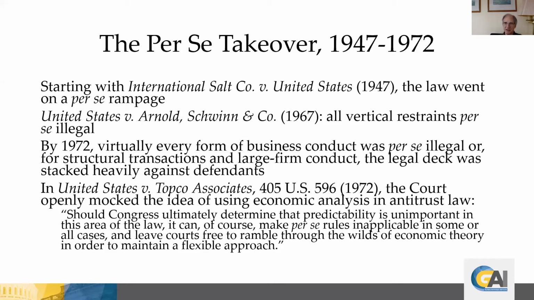And I focused on the 1972 Supreme Court decision in United States versus Topco Associates, a group of independent grocery stores that banded together in an effort to create their own private label brand so that they could compete with the larger grocery chains like A&P. The district court thought the arrangement was entirely reasonable, but the Supreme Court not only knocked down the district court decision and declared the arrangement per se illegal, it actually mocked the use of economics in antitrust law.